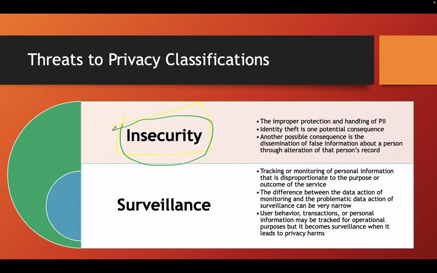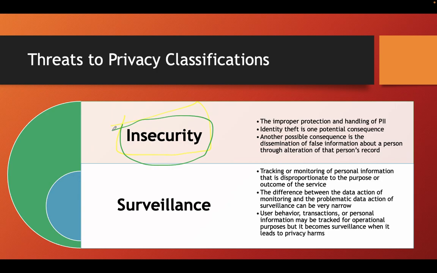Another possible consequence is the dissemination of false information about a person through alteration of that person's record. So you go to people's records, you have software now to modify people's records, and then you modify their records and give false information about them. These are all insecurity as regards threat to privacy.